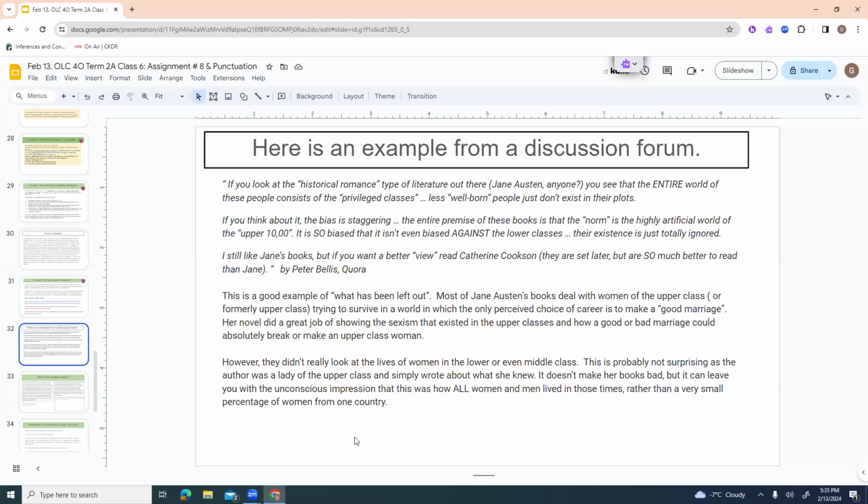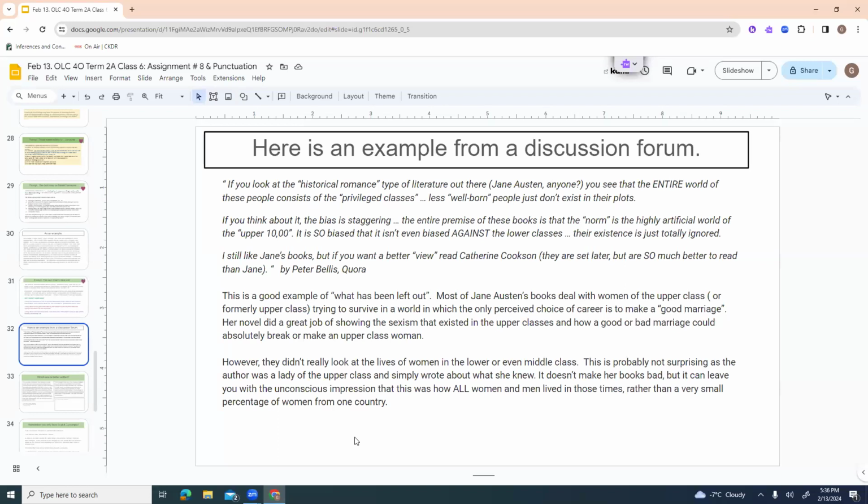Most of Jane Austen's books deal with women of the upper class or formerly upper class trying to survive in a world in which the only perceived choice of career for a lady of the upper class is to make a good marriage. And her novel did a really great job of showing the sexism that existed in the upper classes and how a good or bad marriage could absolutely break or make an upper class woman, which was not a topic being discussed at all in those days. In fact, there weren't many women who were writing openly. I believe that they actually had to use male names because people wouldn't have bought books from females. So this is an important part.